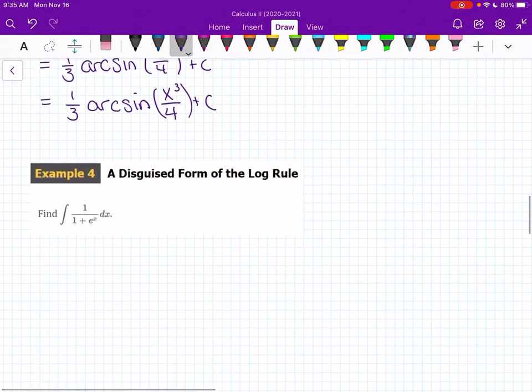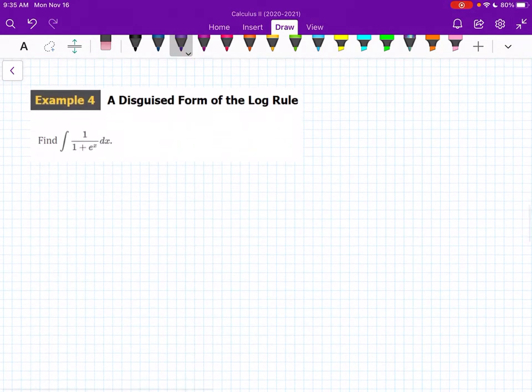Great. Next, this one is 1 over 1 plus e to the x. And so when we're looking at this one, if we wanted to use a u substitution, we would want e to the x to be able to cancel.